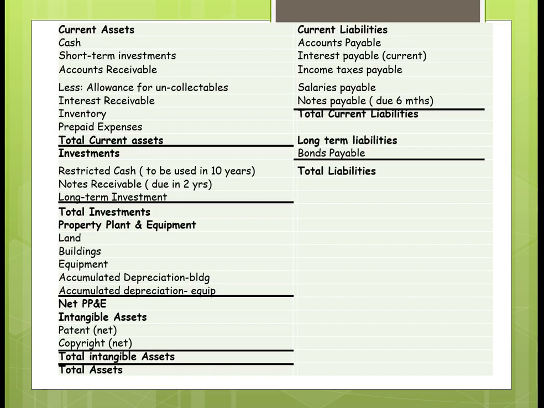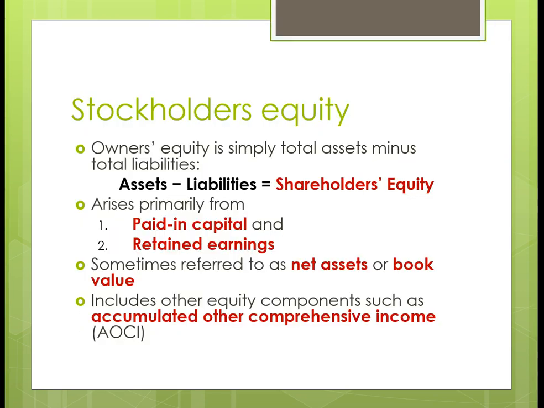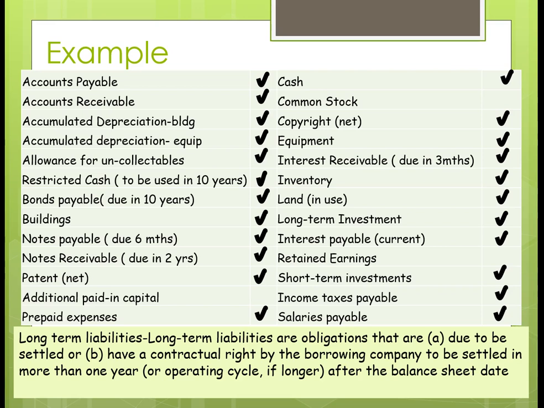Now we're going to go to our equity section. Stockholders' equity. Assets minus liabilities equals stockholders' equity. Here we've got paid-in capital, which would be common stock and additional paid-in capital, and we have retained earnings. This is sometimes referred to as net assets or net book value. It also includes an area that we haven't covered yet, which is accumulated other comprehensive income. Now we can look at our example. We would take the additional paid-in capital, our common stock, and our retained earnings.